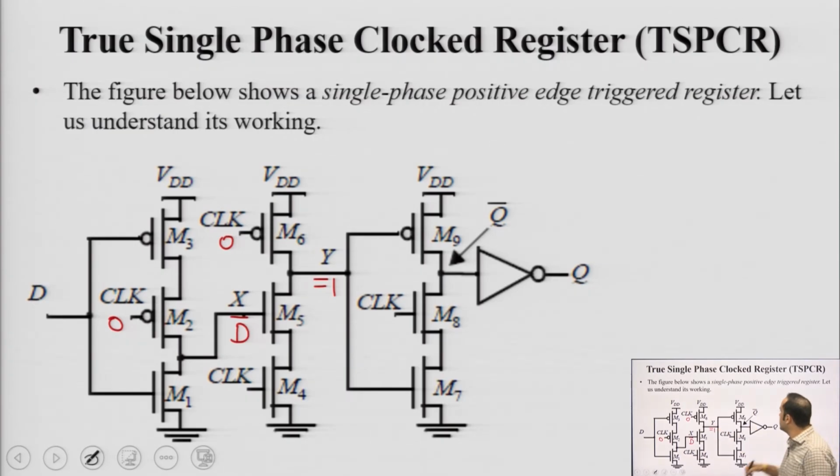Now, when this goes to 1, M9 is off, and clock is 0 here. So, this M8 is off, there is no path, and this M9 is off. M7 may be on because of this signal 1 here, but there is no path to ground, there is no path to VDD. So, at this point Q is in hold state, it is holding its previous output.